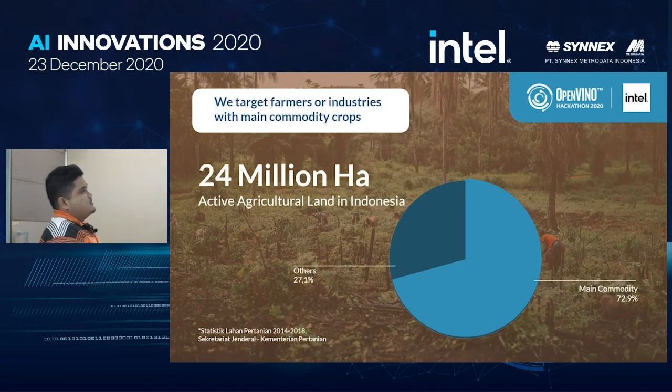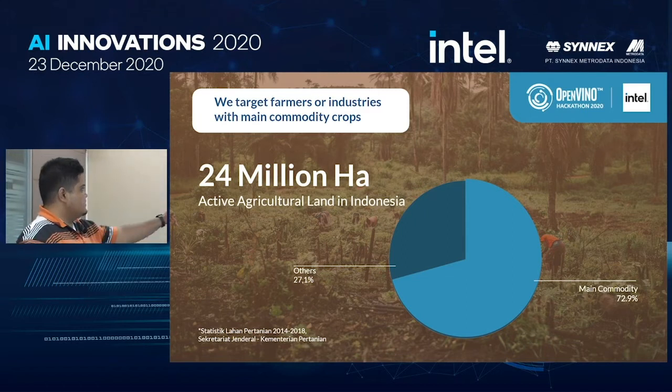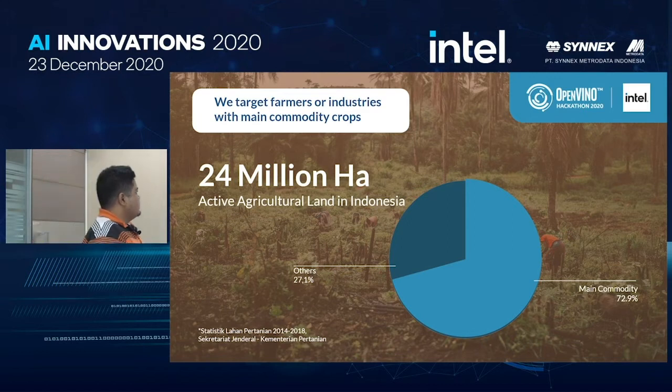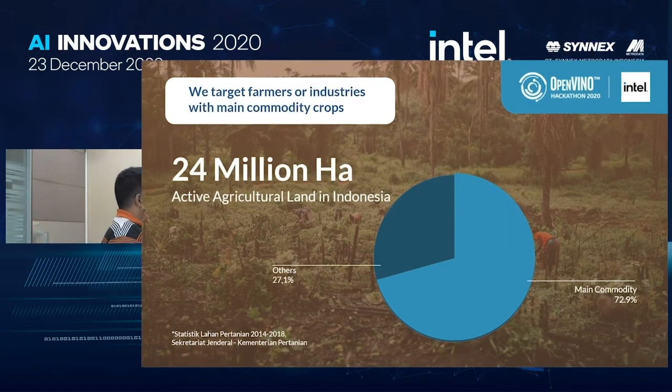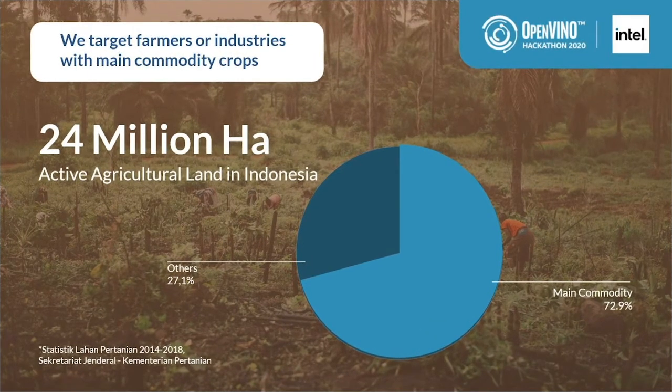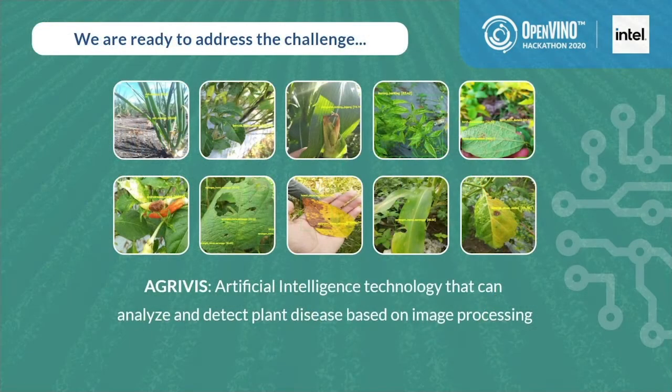Because of these problems, we built a solution that targets farmers or industry with main commodity crops. We found that there are 24 million hectares of active agriculture land in Indonesia, and main commodities make up 72.9%, and others are 27.1%.